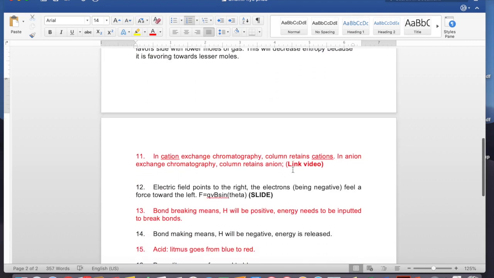All right. For cation exchange chromatography, the column retains the cations. And in anion exchange chromatography, the column retains the anions. It's pretty self-explanatory, but I am going to link a video by Shomu's Biology. He will explain it the best because he explained it for me, and I'll just let him explain that to you.